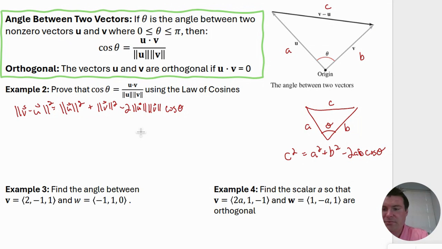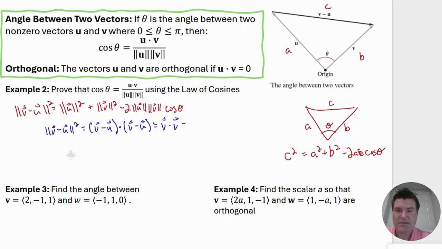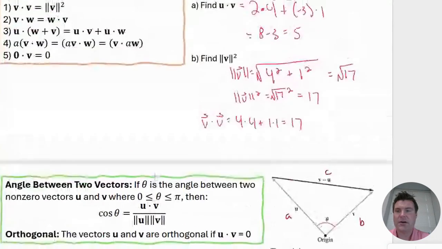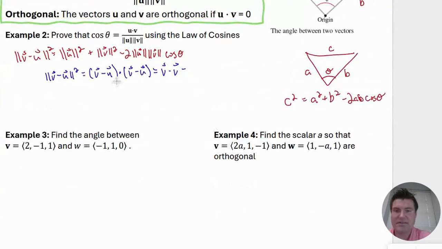So I'll do this in blue. The length of v minus u squared is the same thing as v minus u dot v minus u, if you remember that from our previous slide. So I'm going to do v dot v minus v dot u minus v dot u, and since order does not matter, I can write that as minus 2 u dot v plus u dot u. And if we recall, v dot v is going to be length squared.